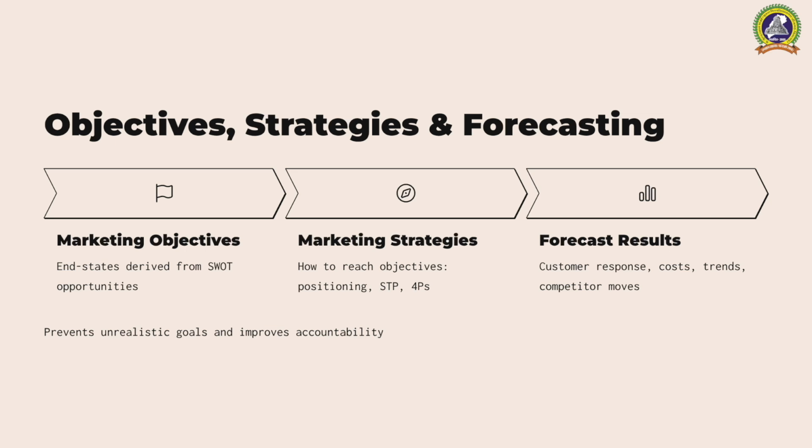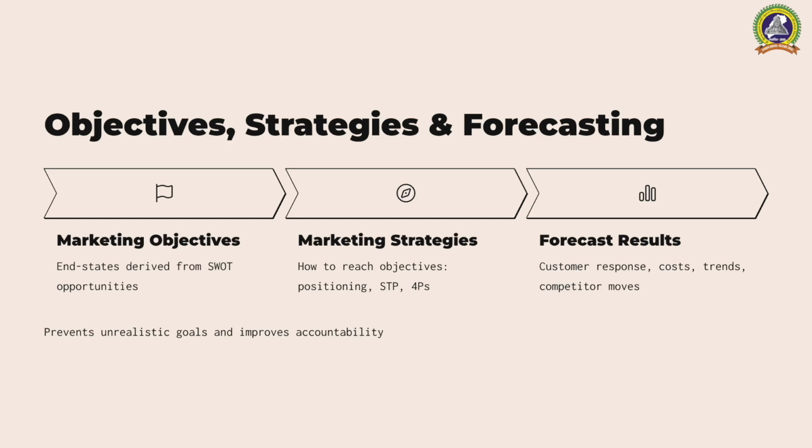The strategies determine how we will achieve those endpoints. So, if the objective is the what, the strategy is how. Strategies are broad statements of activities we will perform to get there.